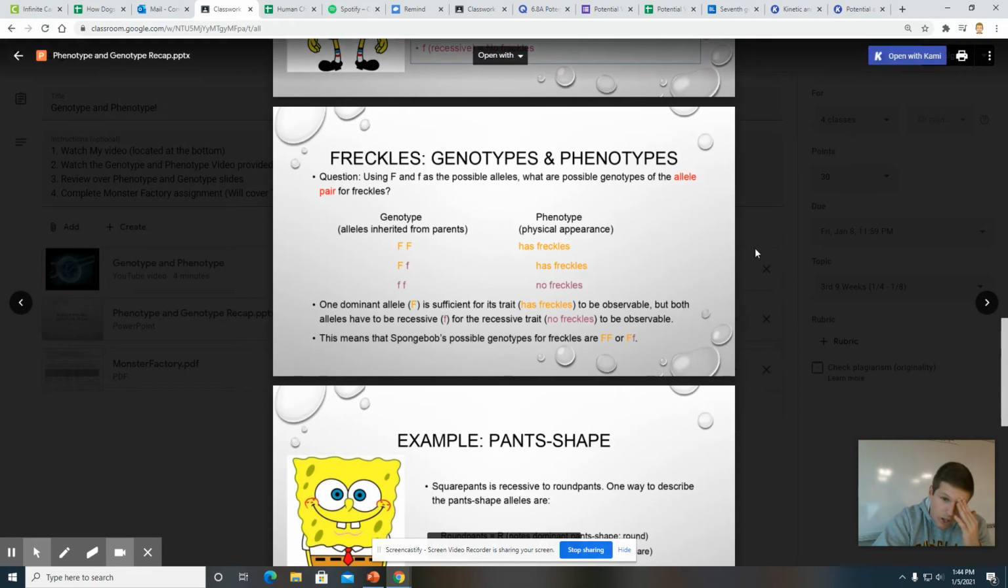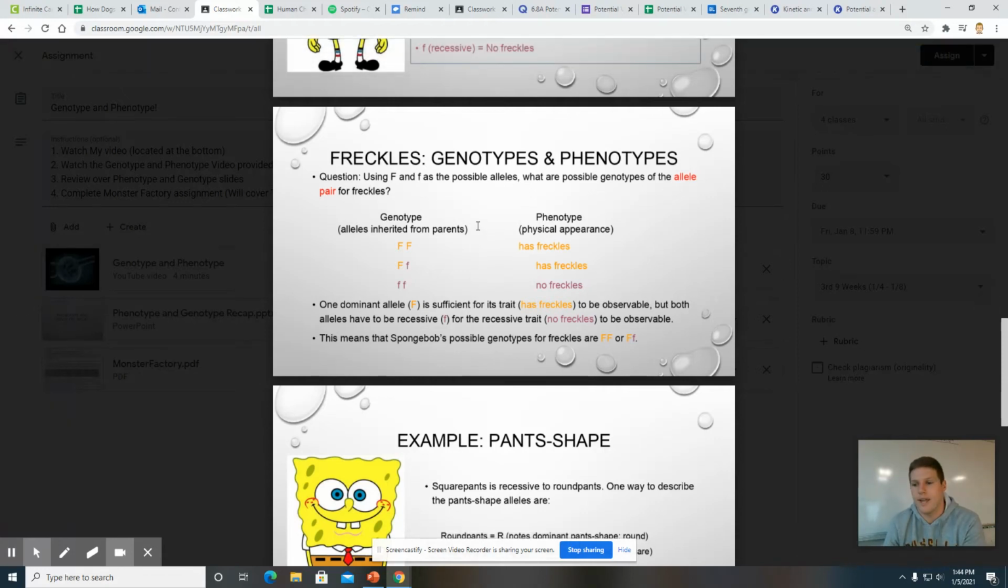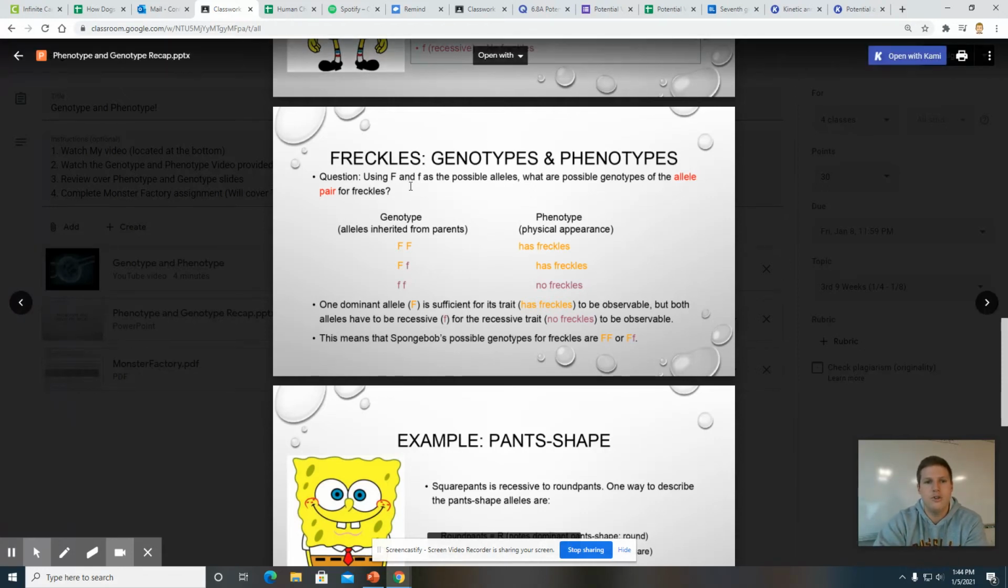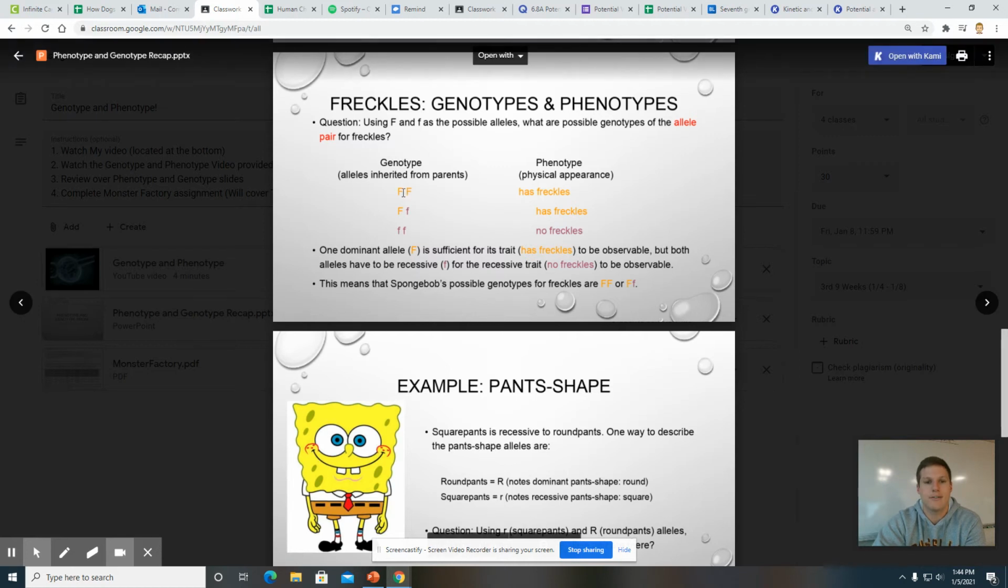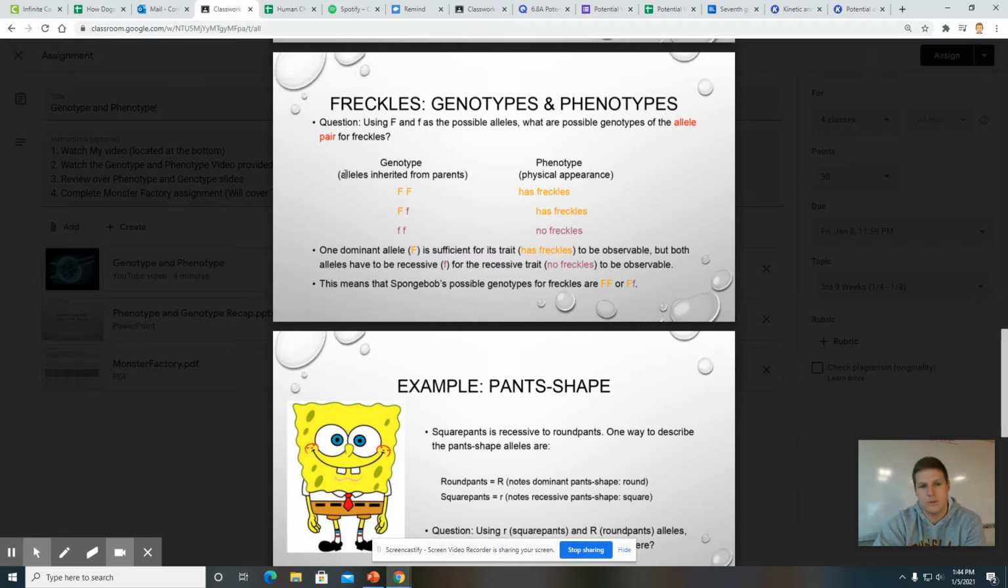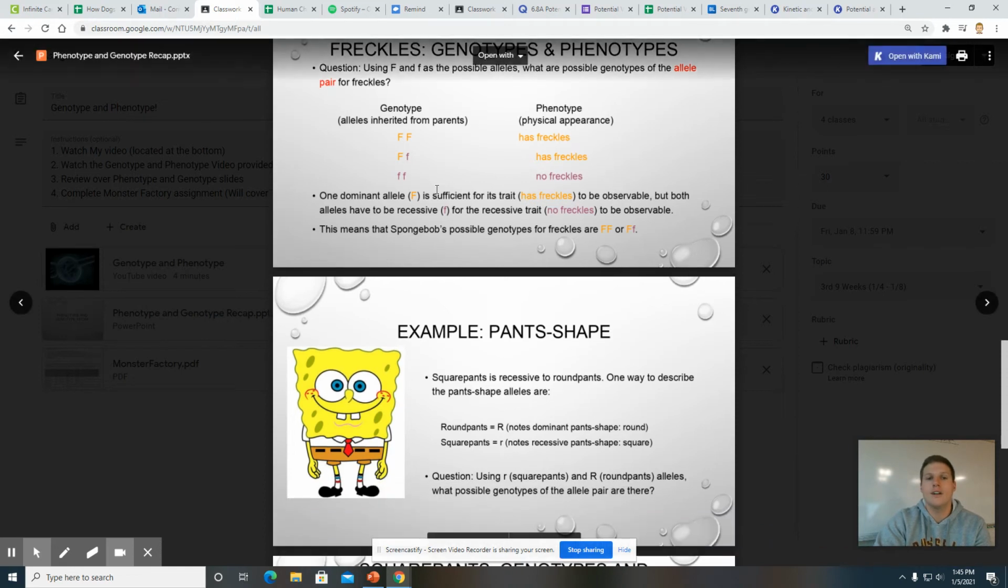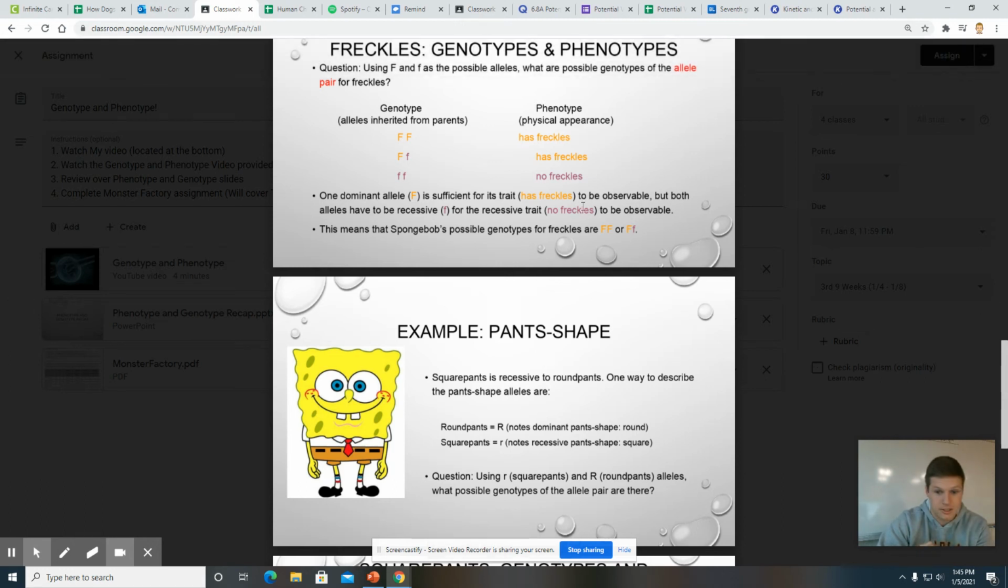Okay, so these are possible genotypes that we have here. If capital F and lowercase f are the possible alleles, what are the possible genotypes for freckles? Your genotype is the alleles inherited from your parents. You get 1 from each parent. 2 capital Fs means you have freckles. A capital F and a lowercase f, you still have freckles. 2 lowercase f's, no freckles. All it takes is 1 dominant allele to be there.